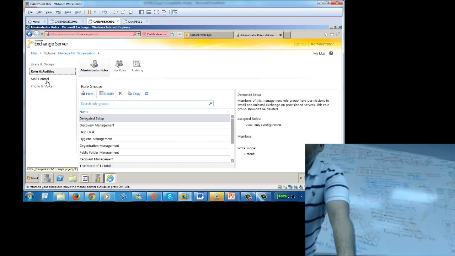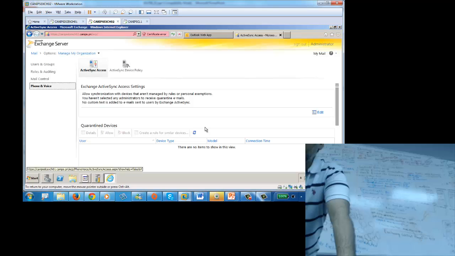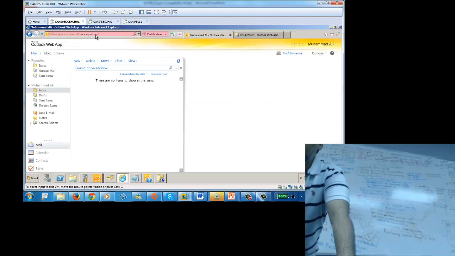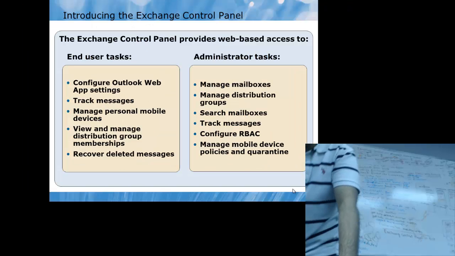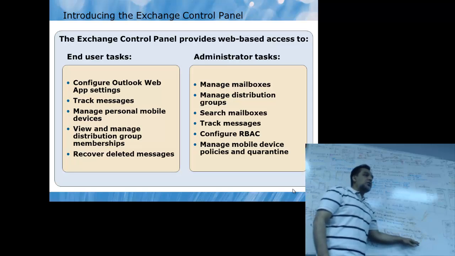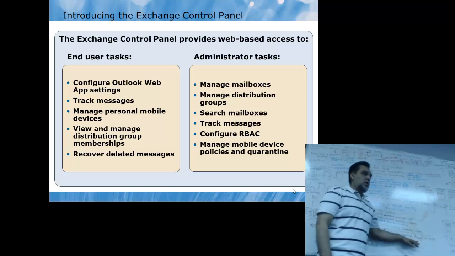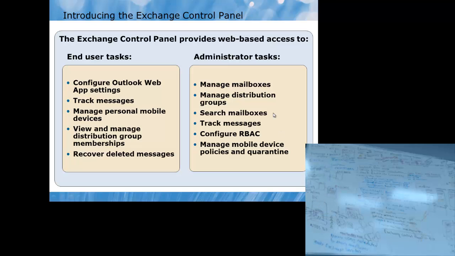You can do role editing, mail control, rules on that, phones and voices. He can see how many phones are active through ActiveSync and all that. Now let's see, ECP. Why do you want to give access to ECP to end users? It is automatically done. ECP is given to users so that they can manage their own profiles. It was not in 2007, first introduced in 2010, so that users can do their own profile changes if they need to.